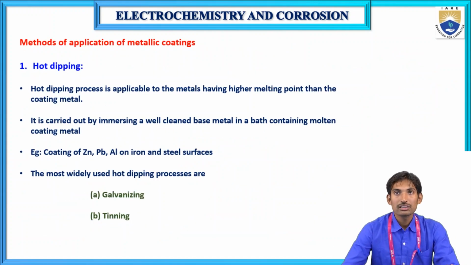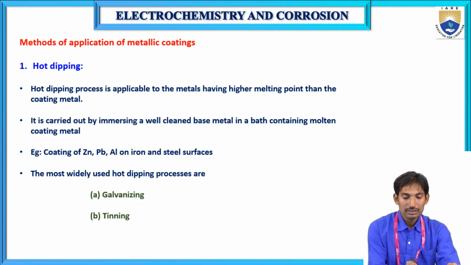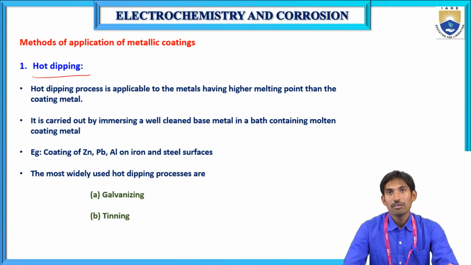Methods of applications of metallic coating. In that, I am going to discuss hot dipping. What is hot dipping? The hot dipping process is applicable to metals having a higher melting point than our coating metal.